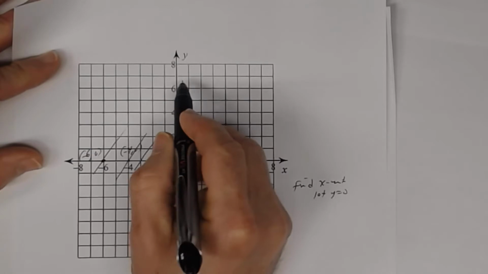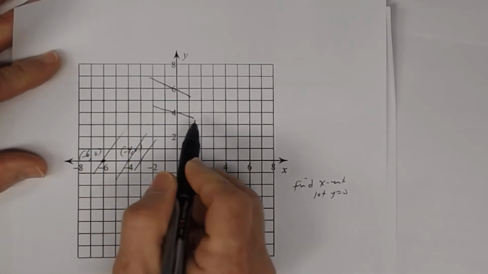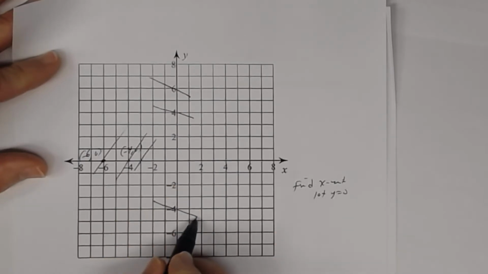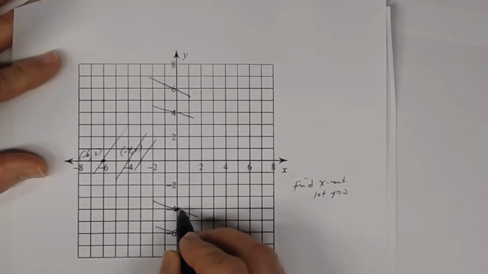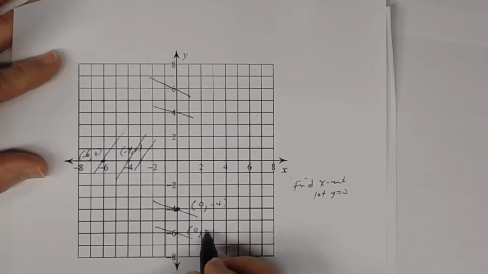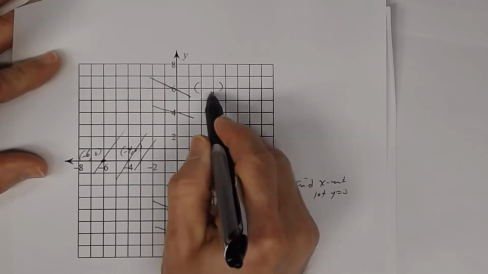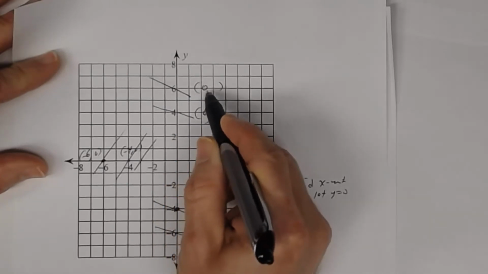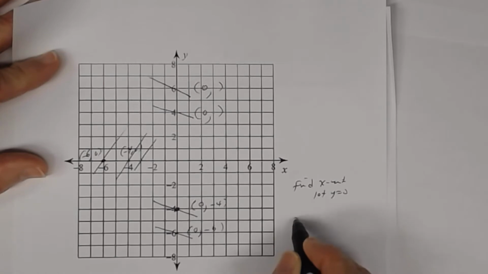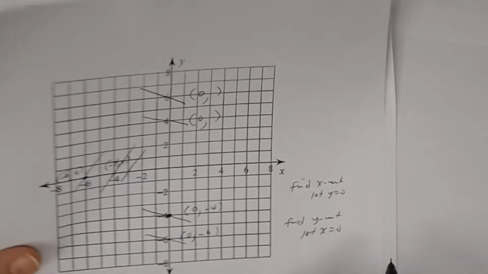The same idea applies to the y-intercept, the point where the graph crosses the y-axis. No matter where you are on the y-axis, this point has coordinates (0, -4) and this point has coordinates (0, -6). Notice the x-coordinates are all the same. So to find the y-intercept, you let x equal 0. That's the approach you're going to take here.